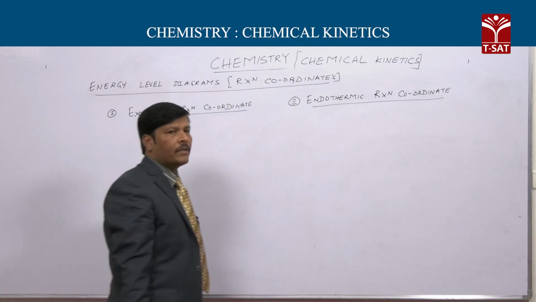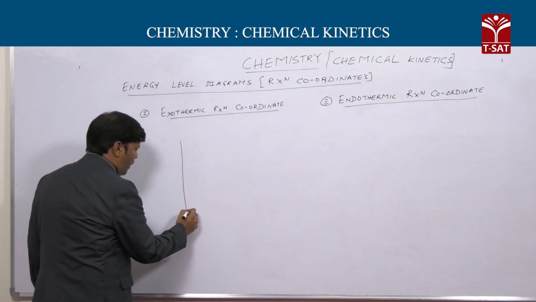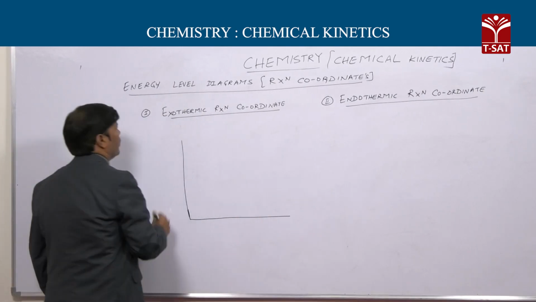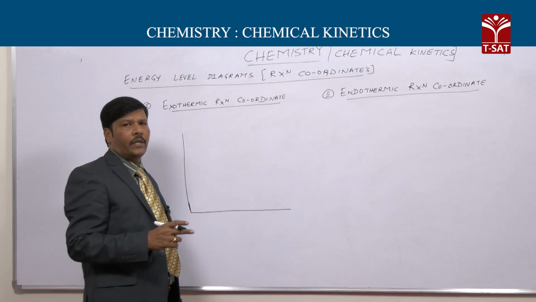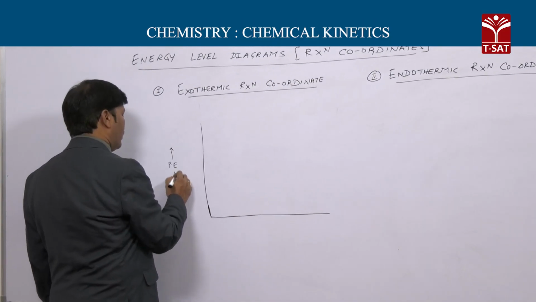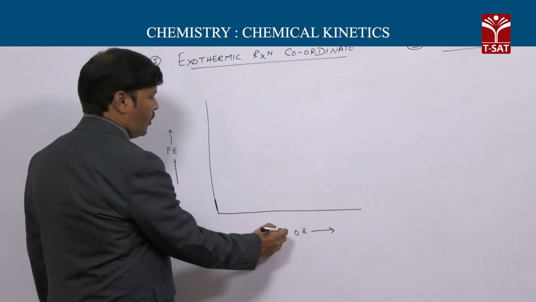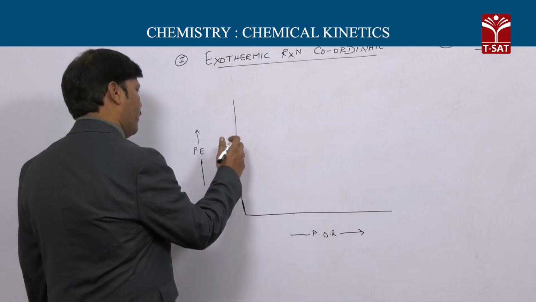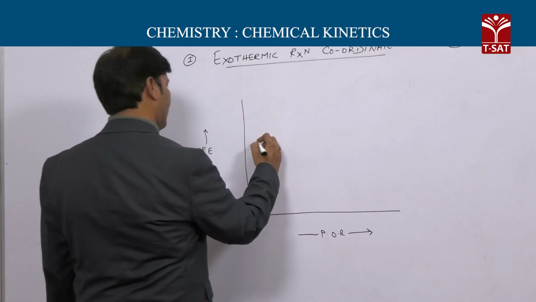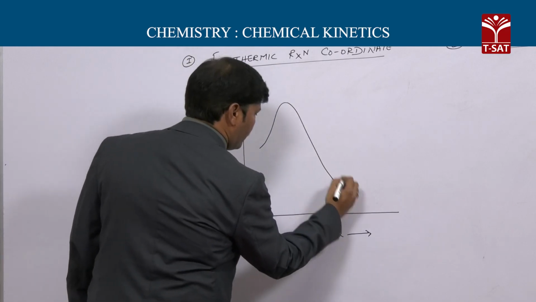So what we need to understand here is, let us have a detailed graphical method for this. I am taking the graph like this. In an exothermic reaction, the energy of the reactants is greater than the energy of the products. So I will plot potential energy on the y coordinate, and on the x axis I am going to take the progress of reaction. Because the energy of the reactants is greater than the energy of the products, the graph looks like this.